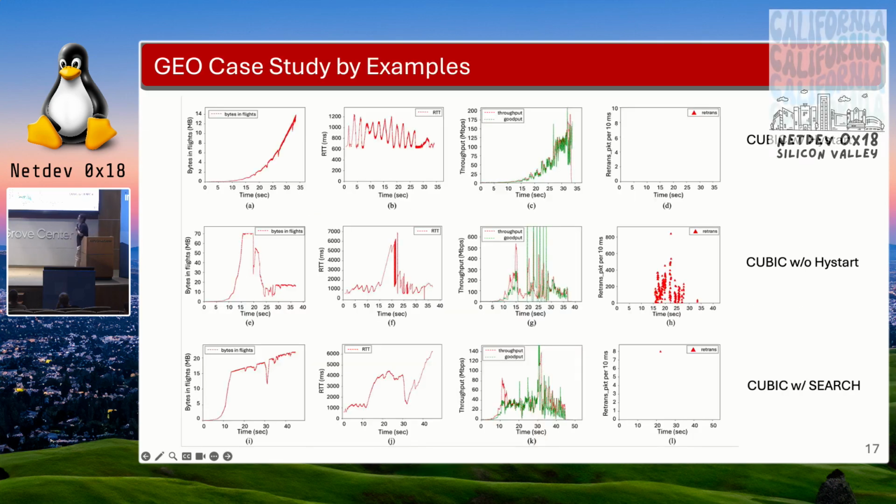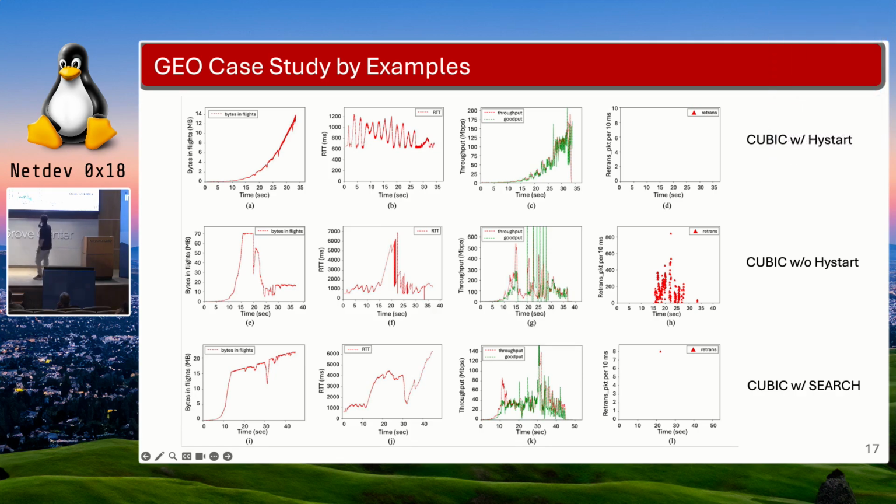Here is how SEARCH behaved compared with CUBIC with HyStart and without HyStart. This graph is pretty busy. The first row is CUBIC with HyStart. The first graph is the bytes in flight. All these graphs are generated with TShark from PCAP. The second graph is the RTT graph. The third one is the throughput and goodput calculation. The last one is retransmission. To have a better graph, we put the retransmitted packets in 10 millisecond bins, so that's easier to see on the graph. The second row is CUBIC without HyStart.